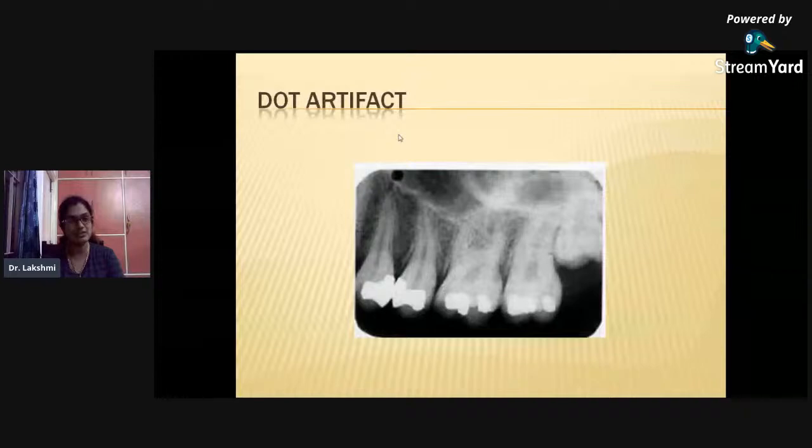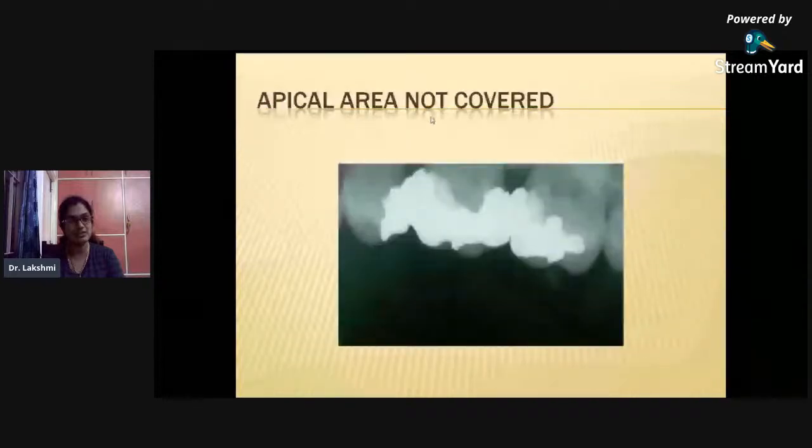then they can even radiology. This is the occlusal surface. The occlusal surface, that there is no film which is covering the periapical area. So this is the pure positioning defect.